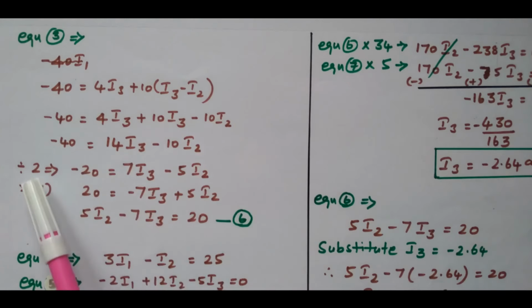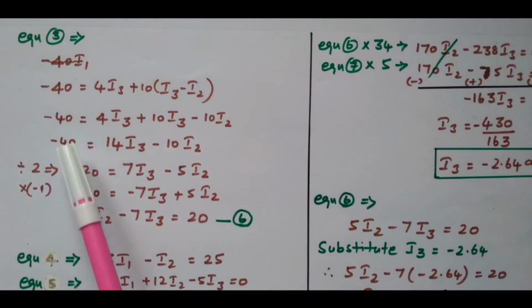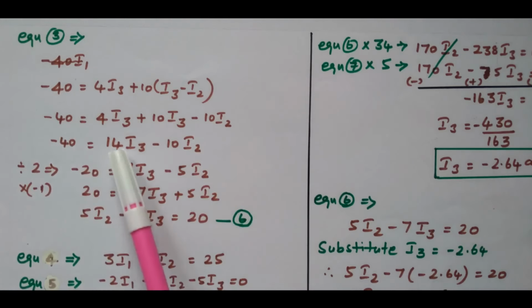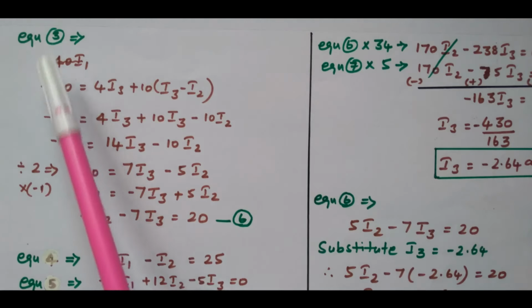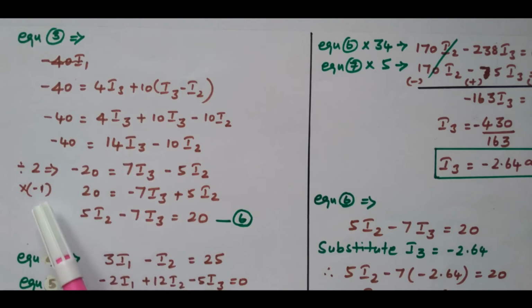So this equation also we can divide by 2 for further simplification. Minus 40 divided by 2 is minus 20. 14 divided by 2 is 7. Minus 10 divided by 2 is minus 5. Now rewrite this, multiplying with negative. So minus 20 becomes plus 20, 7i3 becomes minus 7i3, minus 5i2 becomes plus 5i2. Now rewrite this: 5i2 minus 7i3 equal to 20. So equation 3 is simplified, divided by 2, multiplied by minus 1, and we framed the simplified equation. We'll take this as equation number 6.